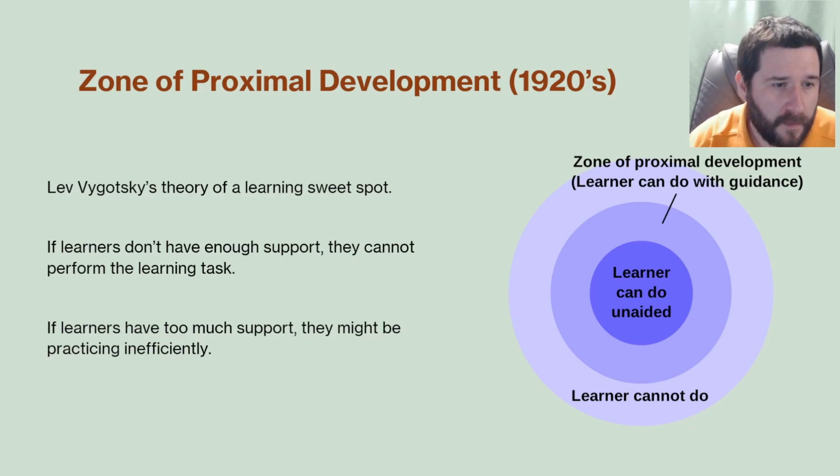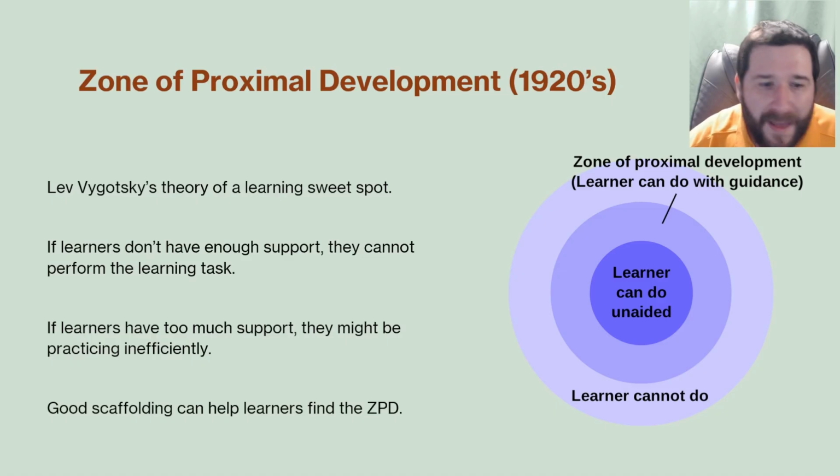So you can imagine how good scaffolding can help our learners find this zone of proximal development, this sweet spot of learning where we're efficient, we have the tools we need to be successful, but we are still challenged. We're still working hard, and our brains are working and developing these ideas. That is the zone of proximal development.